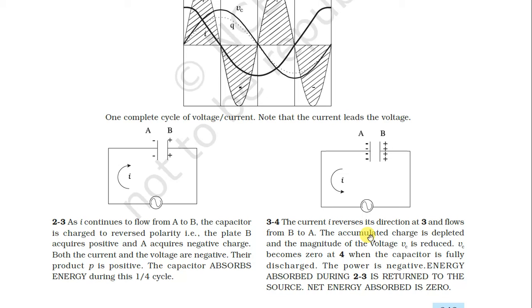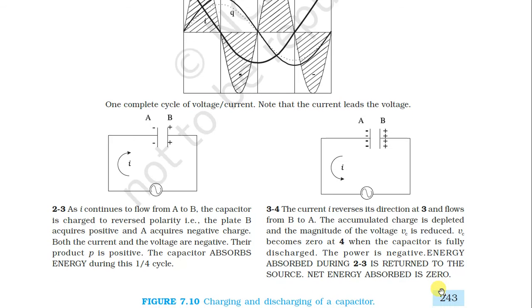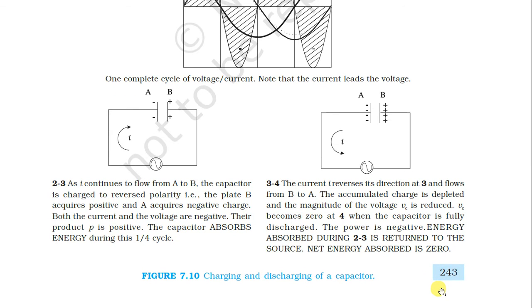Now the current I reverses its direction and flows from B to A. The accumulated charge is depleted, the magnitude of voltage VC is reduced, and VC becomes 0. The voltage will be 0, the power is negative, and in this portion the energy absorbed during 2 to 3 is returned to the source. The net energy absorbed is 0.